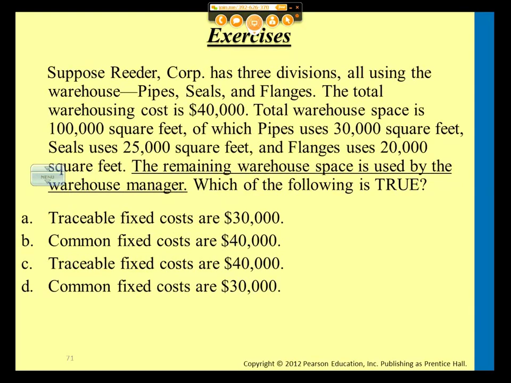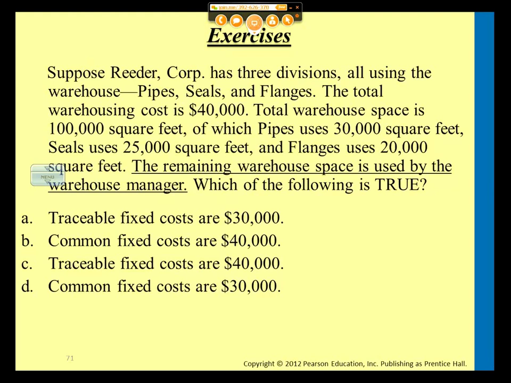Suppose Reader Corporation has 3 divisions, all using the warehouse: pipes, sales, and flanges. The total warehousing cost is $40,000. Total warehouse space is 100,000 square feet, of which pipes uses 30,000 square feet, sales 25,000, and flanges 20,000. The remaining warehouse space is used by the warehouse manager. Which of the following is true? Traceable fixed costs are 30,000, common fixed costs are 40,000, traceable fixed costs are 40,000, or common fixed costs are 30,000.